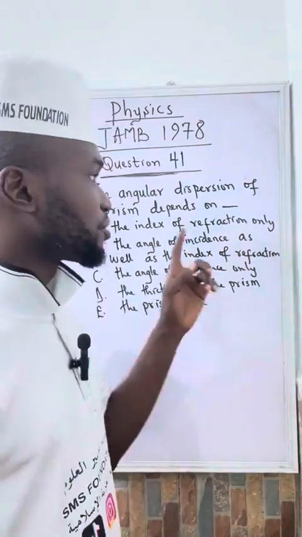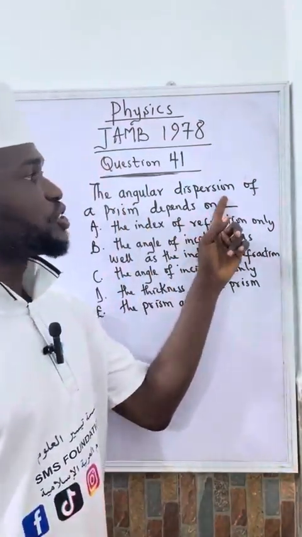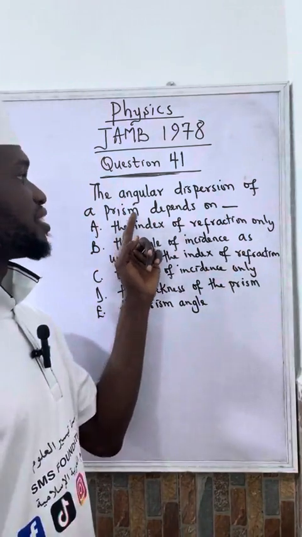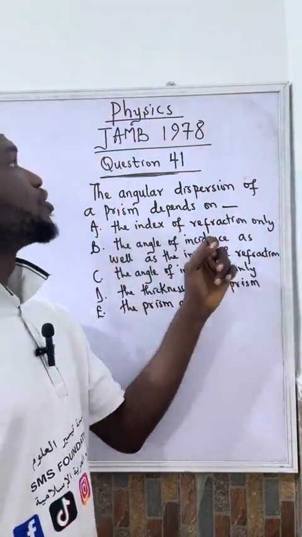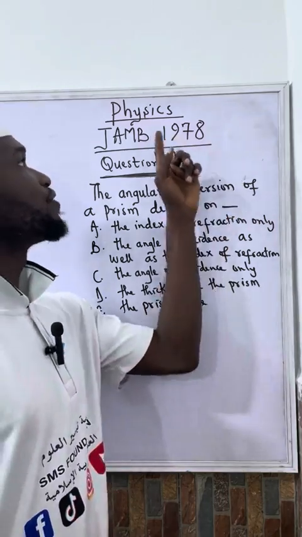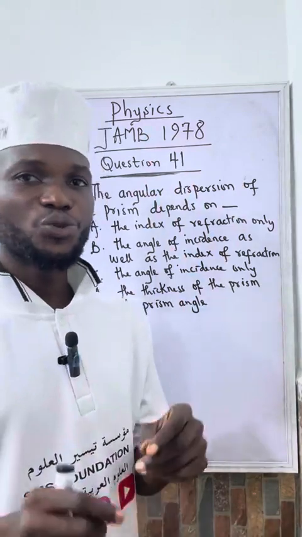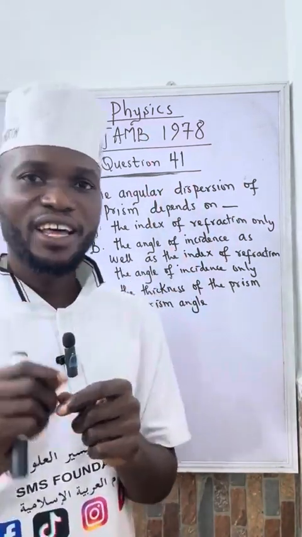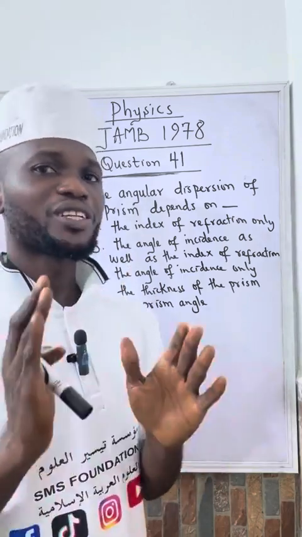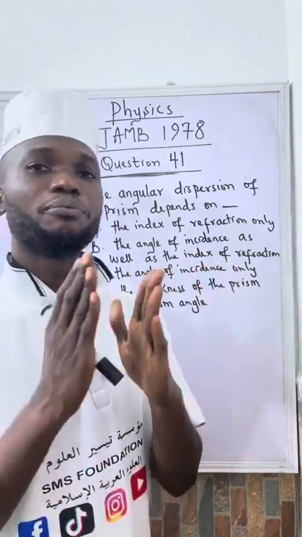Let's consider this physics question. The angular dispersion of a prism depends on dash. So this is JAMB 1978 physics question 41. This question has to do with refraction of light through a prism, particularly through a triangular prism.